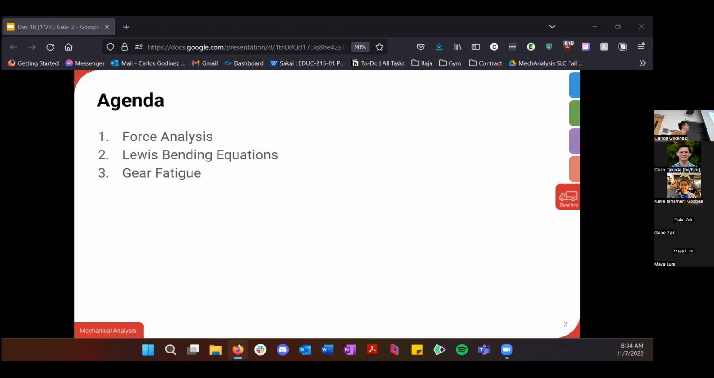For the agenda, we're going over force analysis, like free body diagrams of gears and the nomenclature for that. We're going to go over the Lewis bending equation, which is usually your first pass at analyzing how a gear will fail. Conservative theory, we'll talk about it. And then we'll talk about gear fatigue.